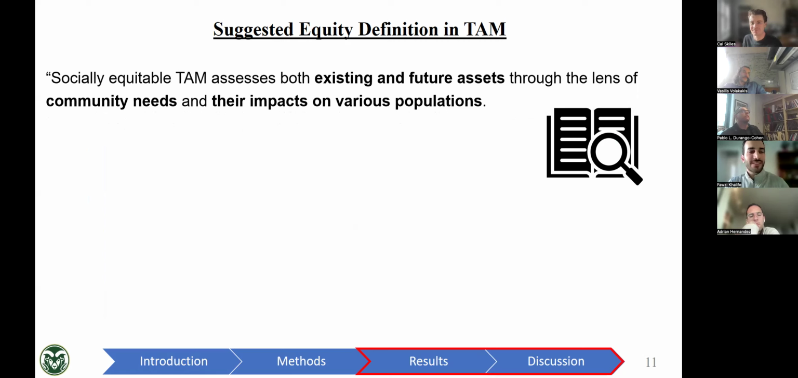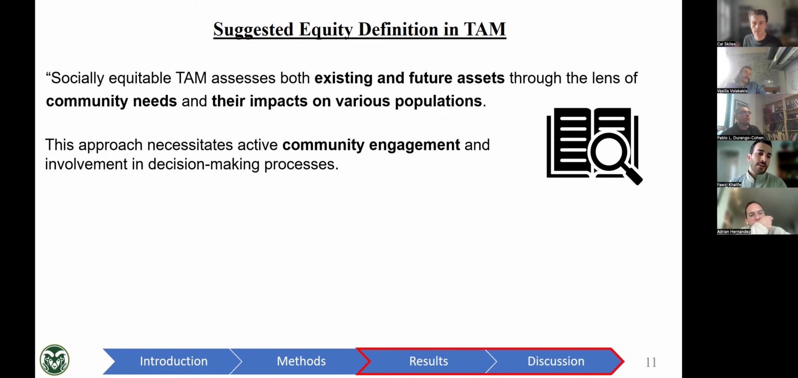The first part says that social equity TAM, transportation asset management, assesses both existing and future assets through the lens of community needs and their impacts on various populations. In this first part, we wanted to highlight that any discussion about equity should be based on community needs, right?